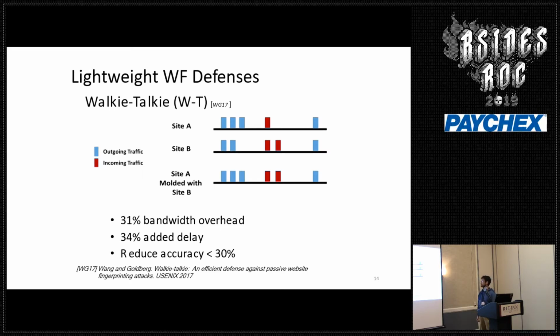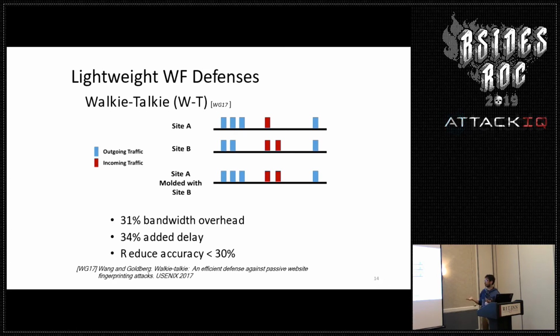One of these is Walkie-Talkie. The idea of Walkie-Talkie is pretty clever. You've got two websites, Site A and Site B. You're going to take their traffic patterns, merge them to create a single traffic pattern, and whenever the user goes to either Site A or Site B, you get that same traffic pattern. So in theory, you shouldn't be able to distinguish between the two sites, right? So the maximum possible accuracy should be about 50%.